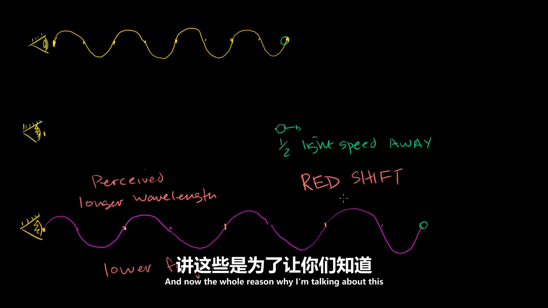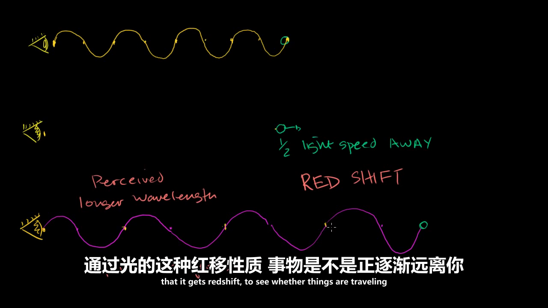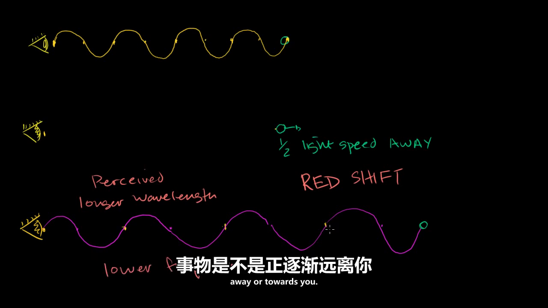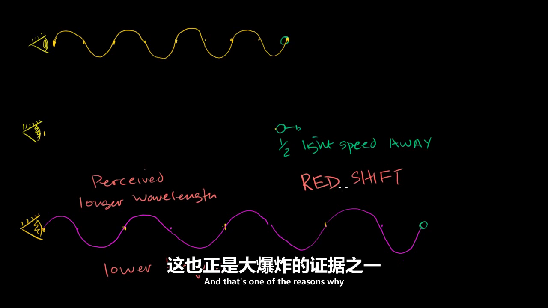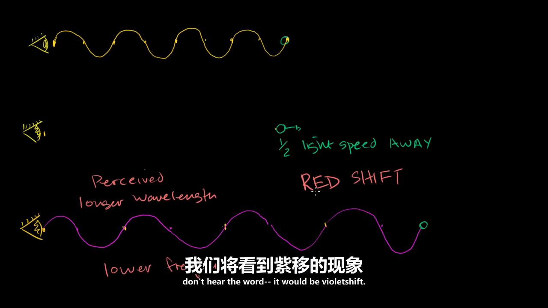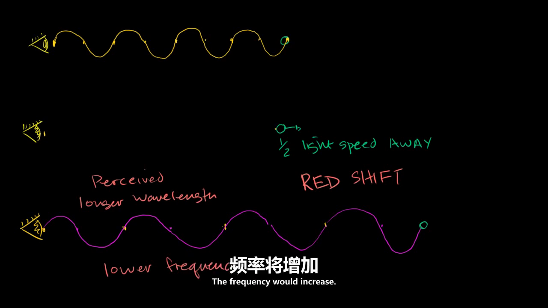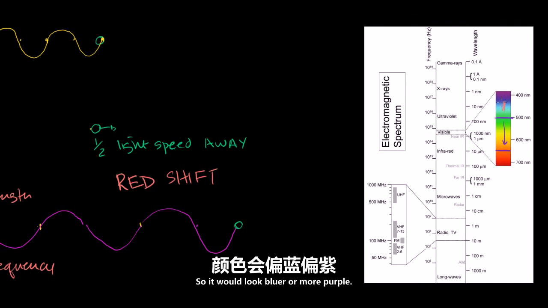Now the whole reason I'm talking about this is you can use this property of light, that it gets redshifted, to see whether things are traveling away or towards you. And people talk about redshift because, frankly, most things are traveling away from us, and that's one of the reasons why we tend to believe in the Big Bang. The opposite, if something is traveling towards me at super high velocities, you don't hear the word, but it would be violet shift. The frequency would increase, so it would look bluer or more purple.